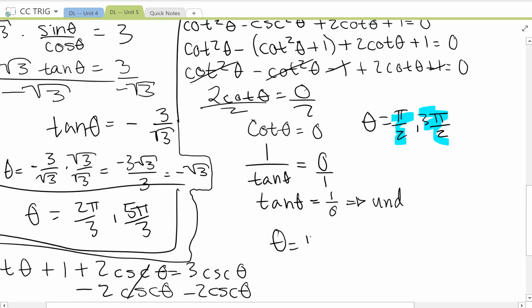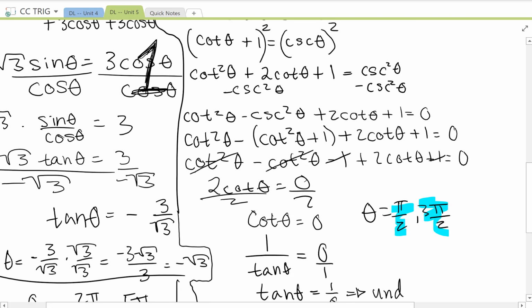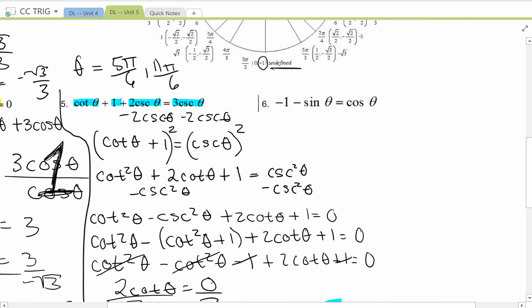So our actual answer is theta equals pi halves. If you circle 3 pi halves as an answer, you're going to get marked off points because 3 pi halves is not an answer to the original equation they gave us.